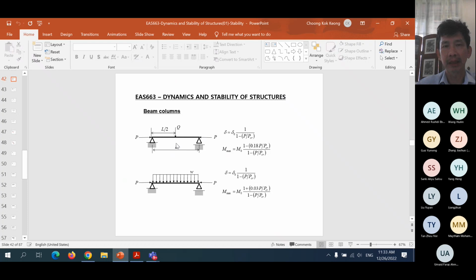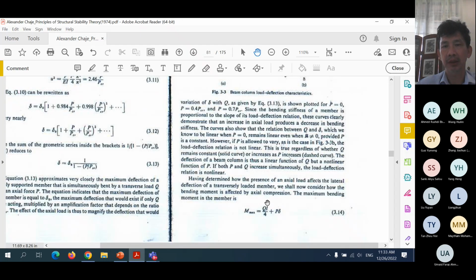which happens at the midspan, you can easily obtain by making a cut section here. Then you can find the maximum bending moment at the midspan, and it is given by these equations. This equation shows us that when you have P, because of the bending you have delta, and there is an additional moment given by these terms here, P delta. This is one of the effects of having P. It causes additional moment on top of the moment caused by Q.